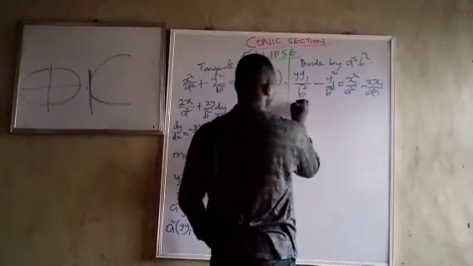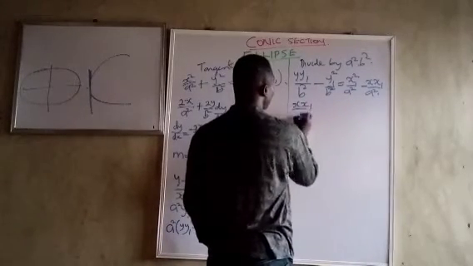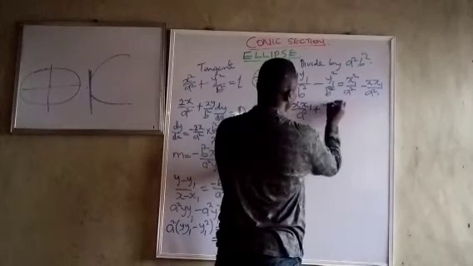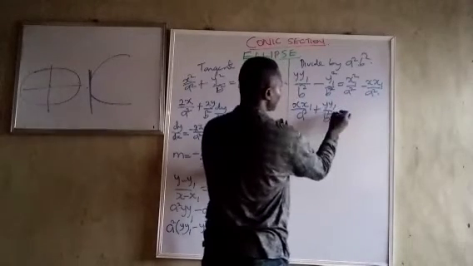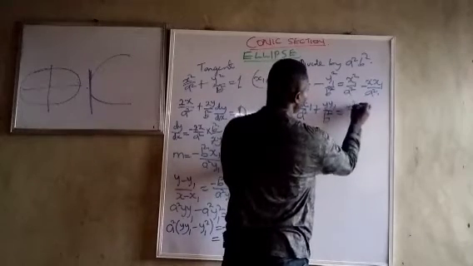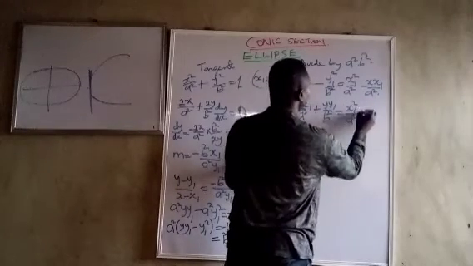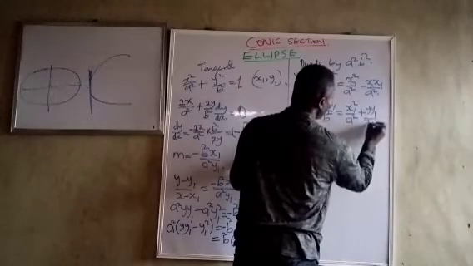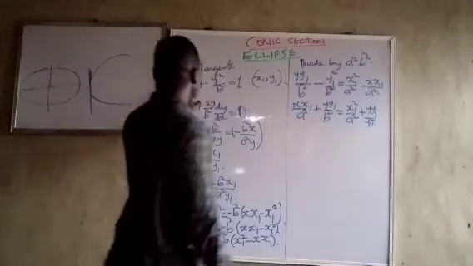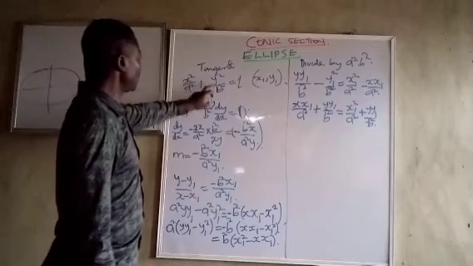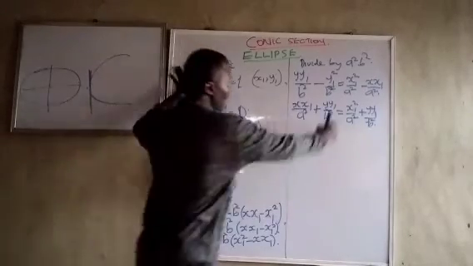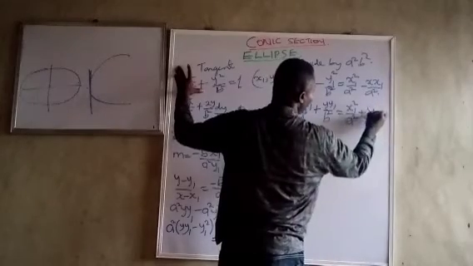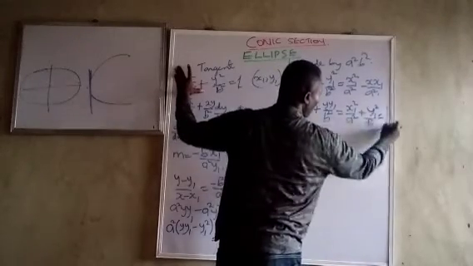y1 squared over b squared to both sides and x1 over a squared to both sides. So I'm going to have x1 over a squared plus y1 over b squared is equal to x1 squared over a squared plus y1 squared over b squared. And from our initial equation, the two of them satisfy this equation. So x1 squared over a squared plus y1 squared over b squared, sorry, is equal to 1.